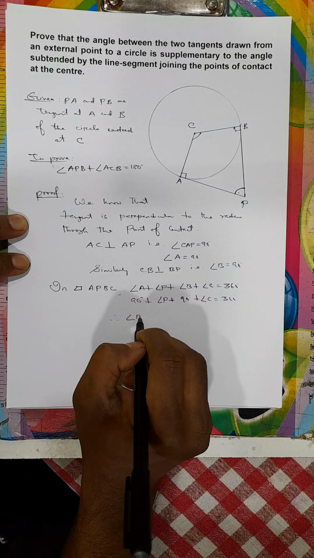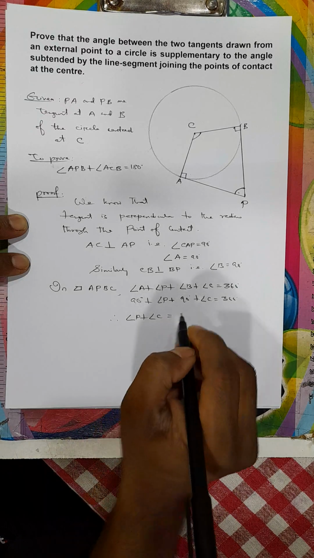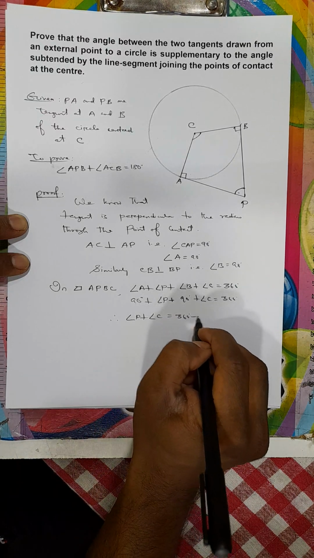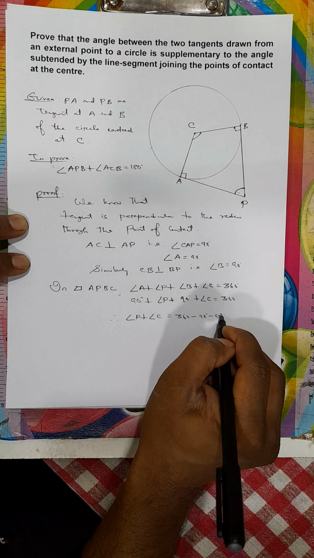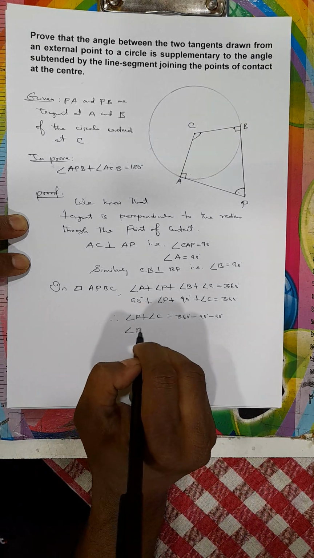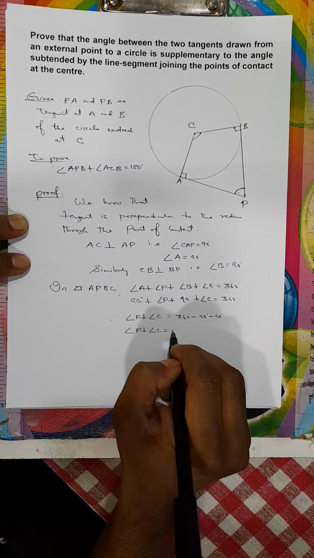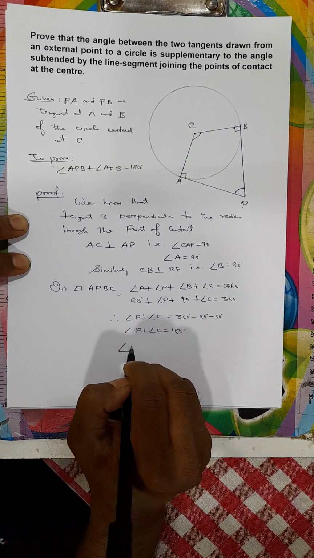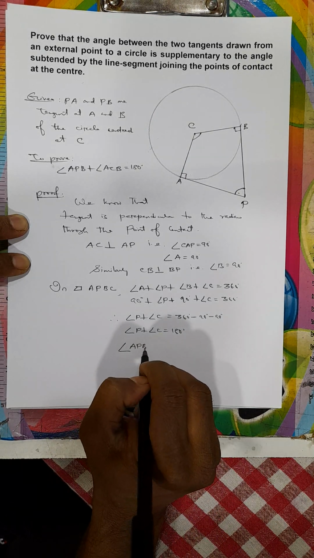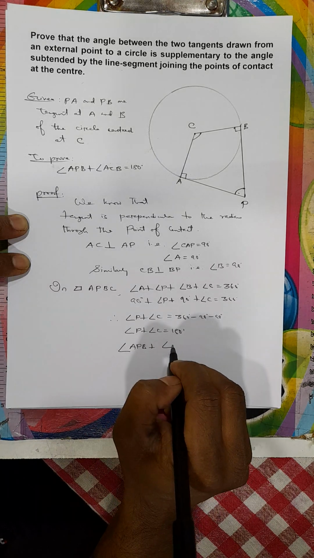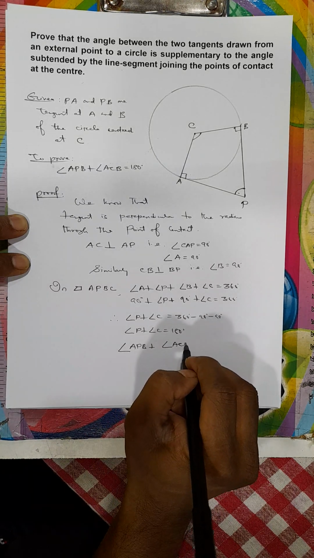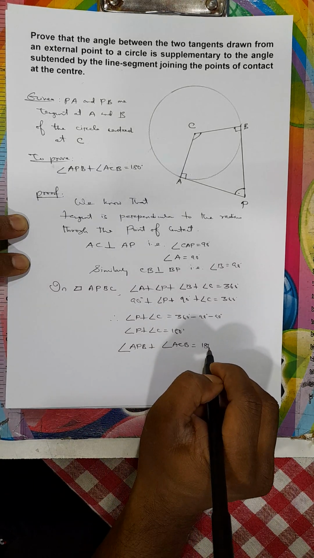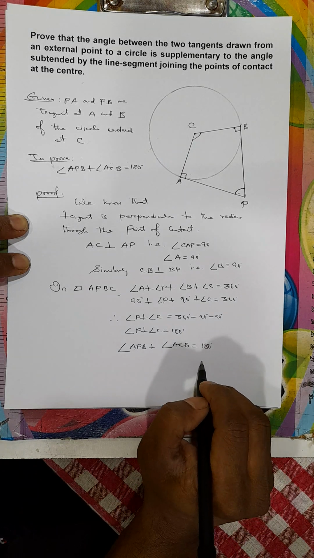Therefore, angle P plus angle C equal to 360 degree minus 90 degree minus 90 degree, or angle P plus angle C equal to 180 degree. Angle P means you can write APB. Angle C means you can write it as angle ACB, equal to 180 degree. So this was to be proved, right?